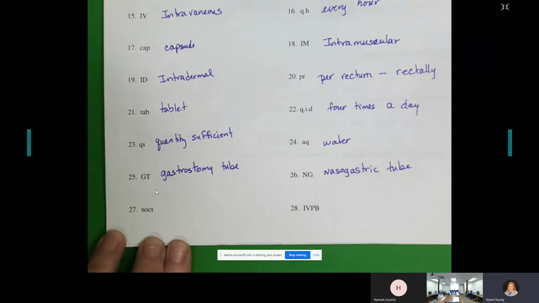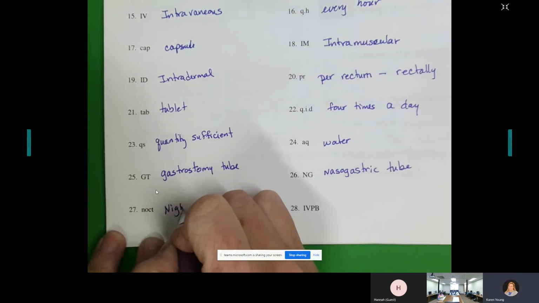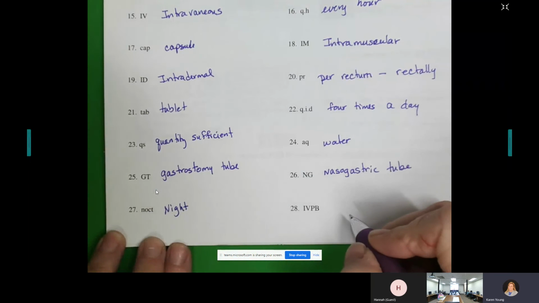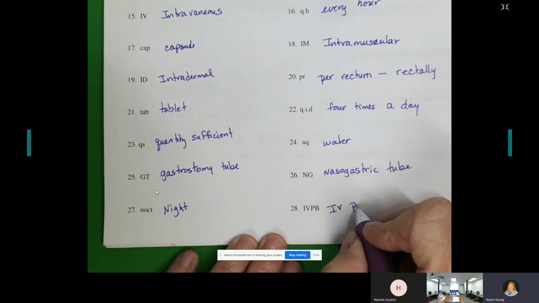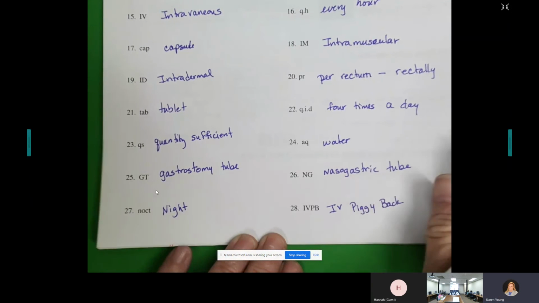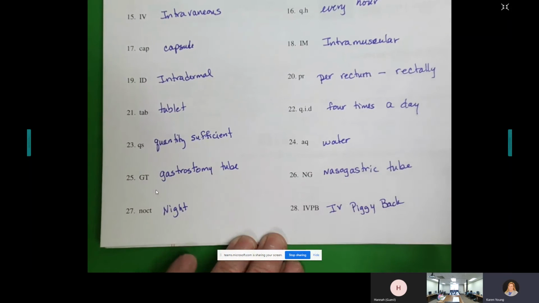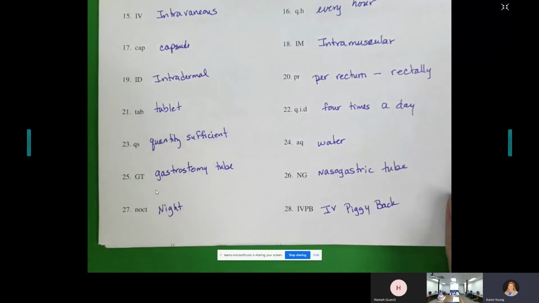What about nocturnal? No. Night. Or not. Yeah, it's not. IV PB, it's an IV piggyback. Okay. Some of these you will see on the test and some of these you won't. And that's the same ones we did.